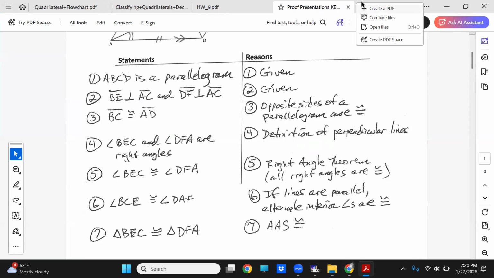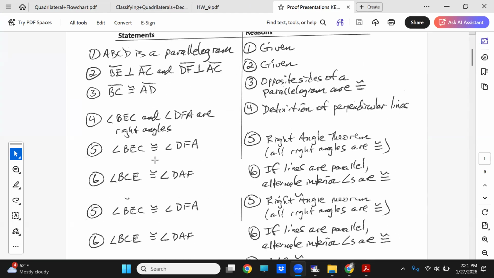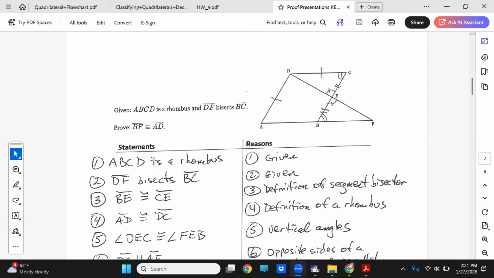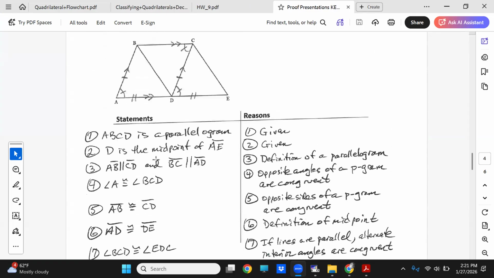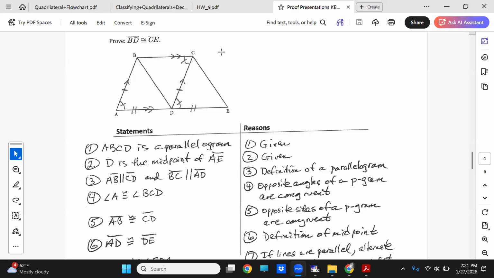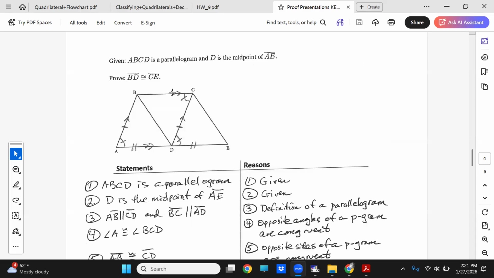Okay, last proof we're going to talk about. You guys are proving. Okay, see the last step. Okay, so this is the proof they did. Okay, here we go. They were given that ABCD is a parallelogram. So the diagram off to the left, D is the midpoint of AE. They had to prove that BD and CE were the same.